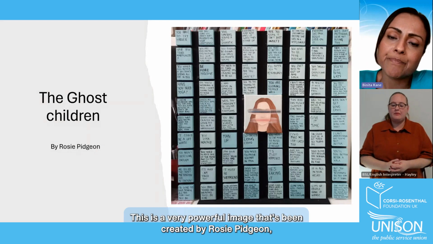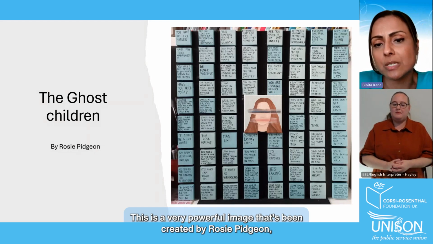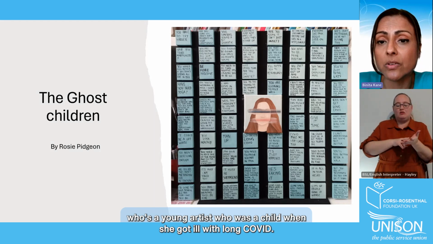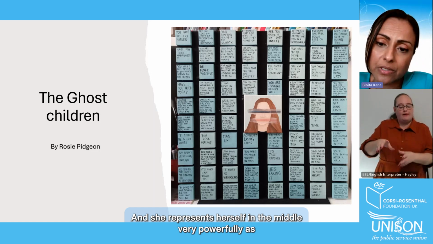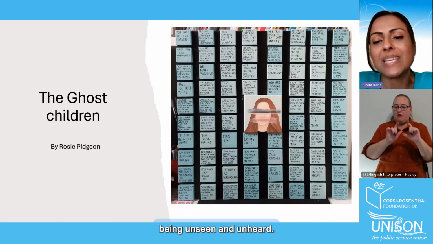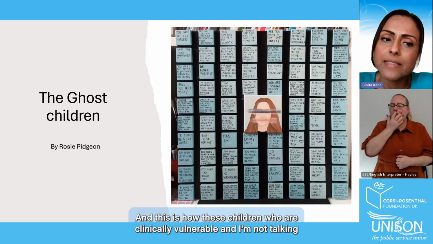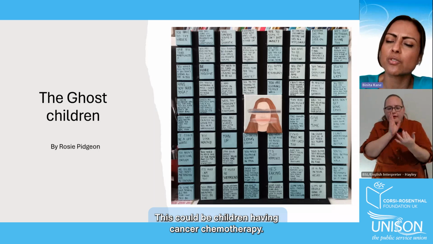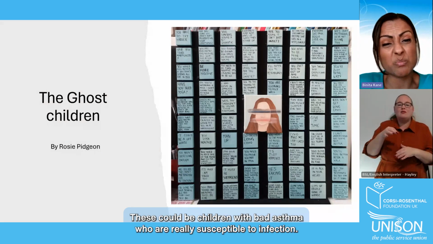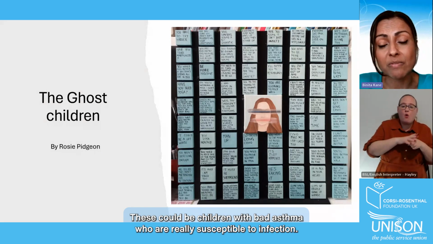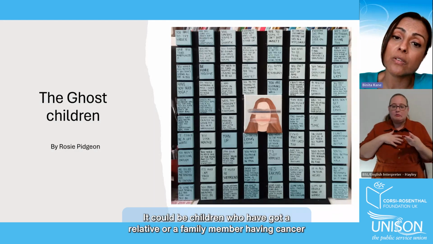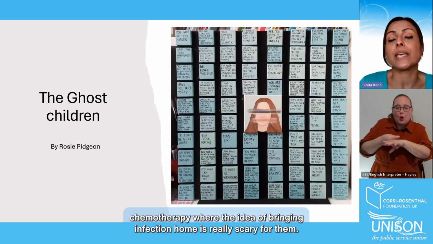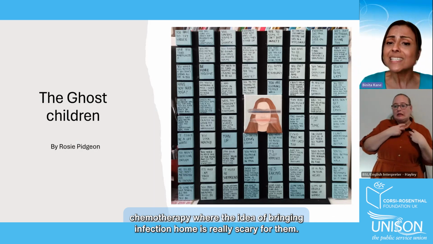This is a very powerful image that's been created by Rosie Pigeon, who's a young artist who was a child when she got ill with long COVID. And she represents herself in the middle very powerfully as being unseen and unheard. And this is how these children who are clinically vulnerable, and I'm not talking about just long COVID, this could be children having cancer chemotherapy, this could be children with bad asthma who are really susceptible to infection. It could be children who have got a relative or a family member having cancer chemotherapy, where the idea of bringing infection home is really scary for them.